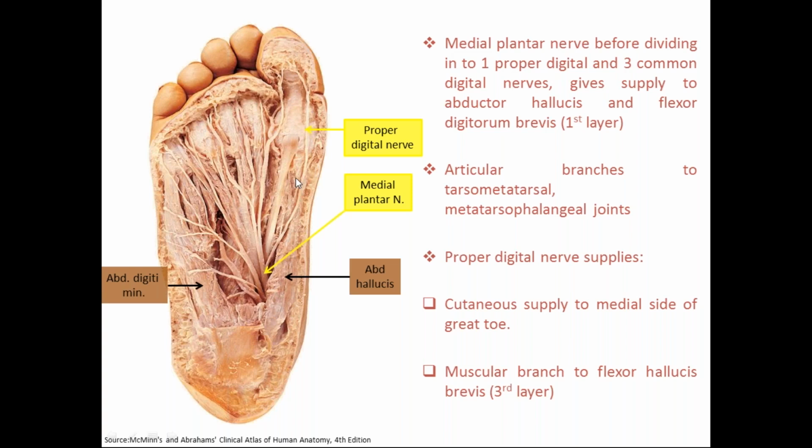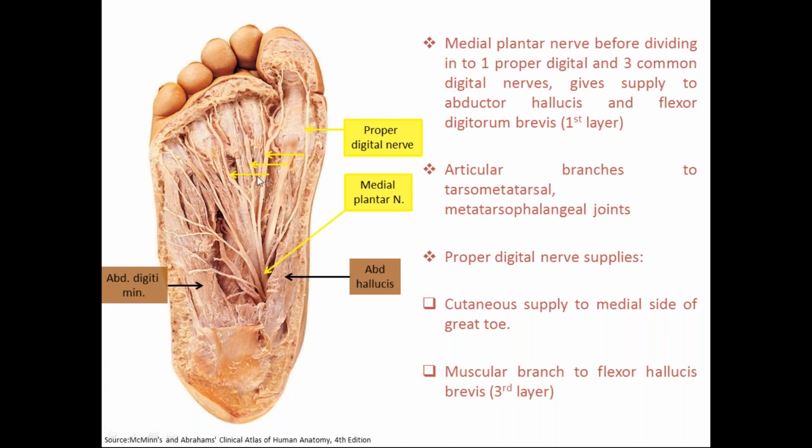As we have discussed, in the third layer, there are two flexors and one adductor. On the medial side, there is one flexor, that is the flexor hallucis brevis. That flexor hallucis brevis is going to be innervated by the branch of this proper digital nerve, which is coming from the medial plantar nerve, right? So the proper digital nerve gives cutaneous innervation on the medial aspect of the great toe and gives one muscular branch to the flexor hallucis brevis.